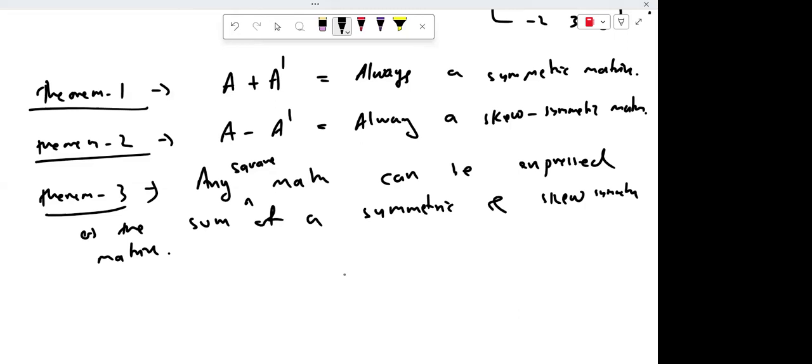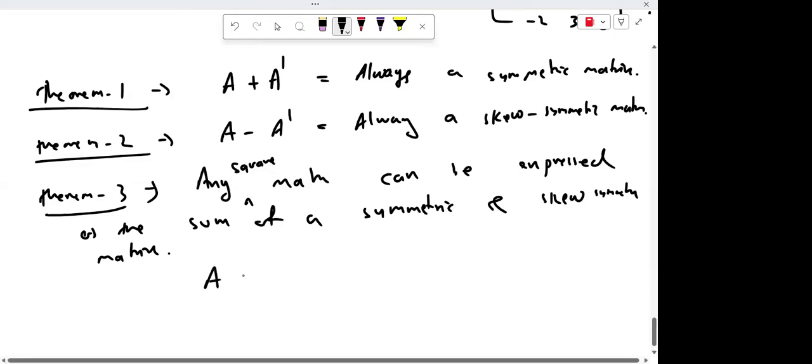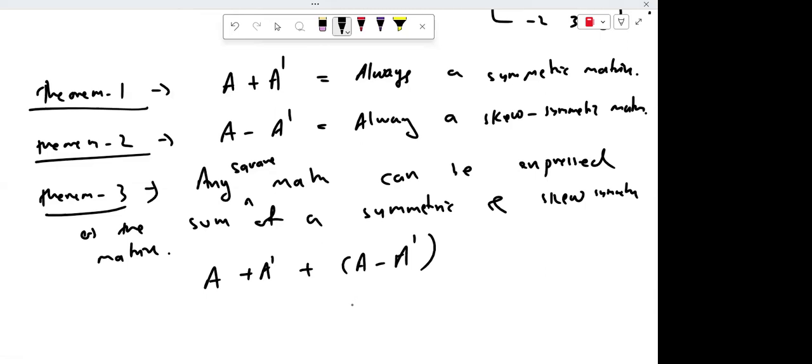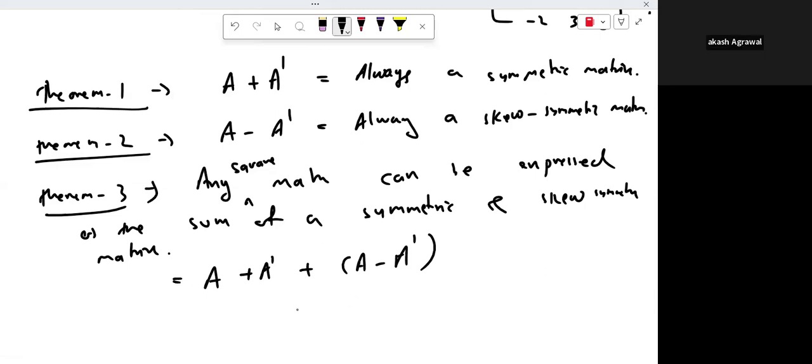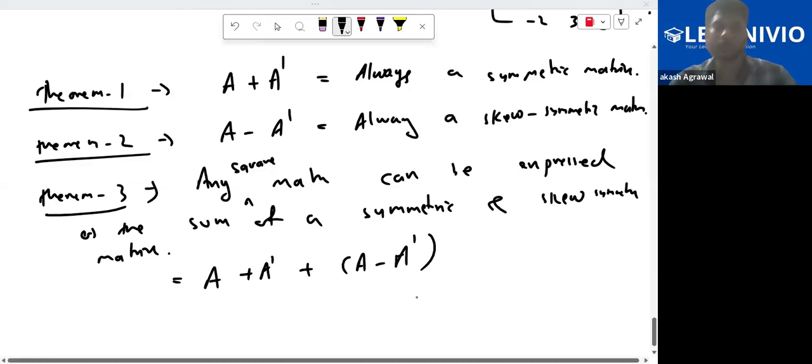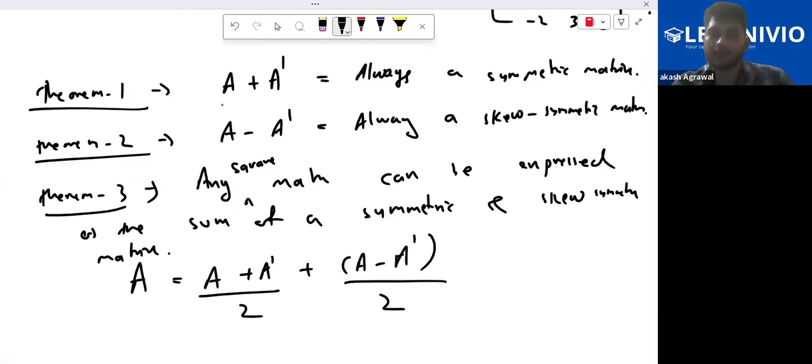What I mean by this is, suppose I write A equals A plus A transpose plus A minus A transpose. You can see that A transpose and negative of A transpose cancel. So what we have is half of 2A. If we take half of this and half of this, that means half of A plus half of A is equal to A. And we already know that A plus A transpose is always a symmetric matrix and A minus A transpose is always a skew symmetric matrix. So A can be expressed in the form of this.